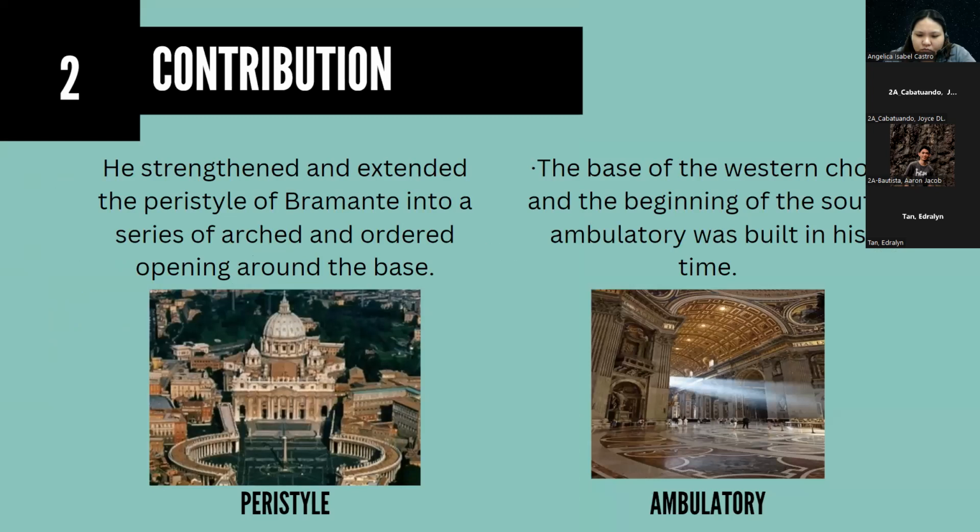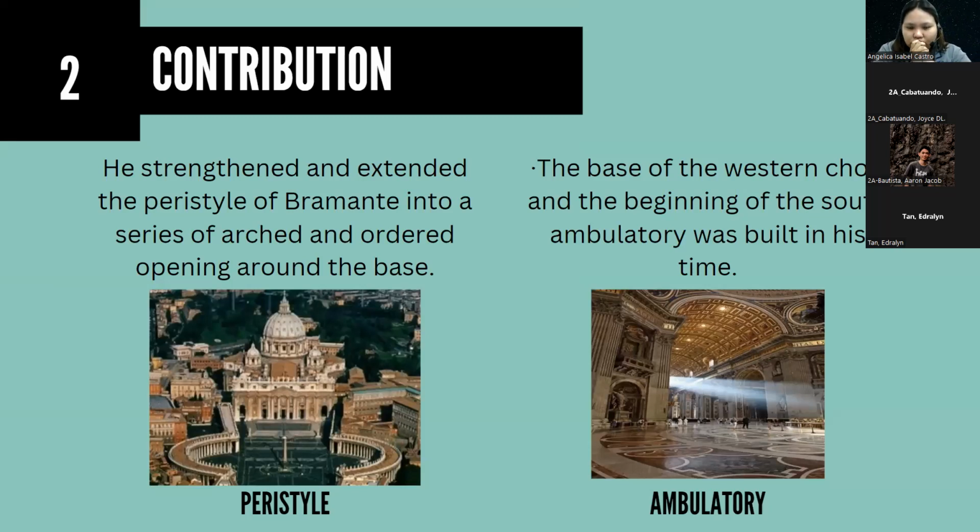For his contribution naman po on the St. Peter's Basilica, he realized the value of coffering. When we say coffer naman po in architecture, ito po yung mga square or polygonal ornamental sunken panel used in a series para po sa decoration ng ceiling or vault, na nag-lead po kay Giuliano para mas patibayan at i-extend ang pier style ni Bramante into a series of arched and ordered openings around the base. This became a massive structure around by projecting foundation.